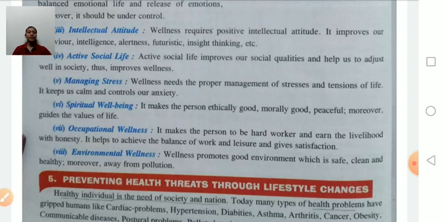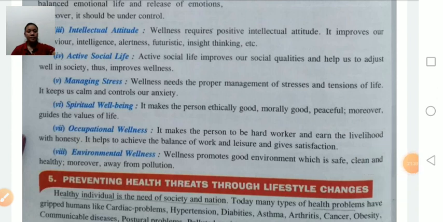Environmental wellness means promoting a good environment which is safe, clean, and healthy. Moreover, away from pollution. If one is environmentally well, then it helps to keep the environment safe, clean, and healthy, and free from pollution, disease, etc. These are the components of wellness.